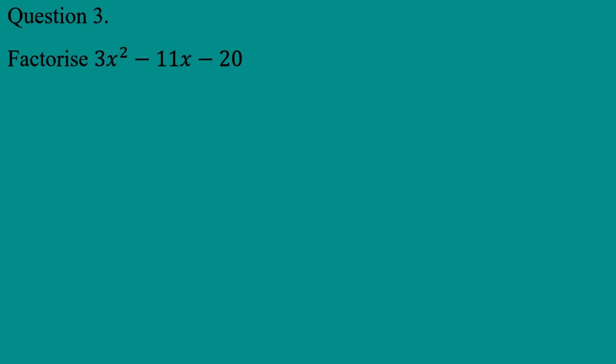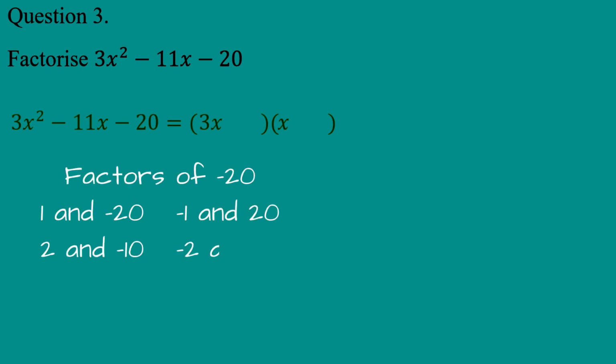Question 3 is a factorise question, where a is greater than 1. 3x squared minus 11x minus 20 will factorize to 2 brackets, 3x plus or minus a number, times x plus or minus a number. We need to look for 2 numbers to put in the brackets that multiply together to give minus 20, where 3 times one number plus the other gives minus 11. The factors of minus 20 are 1 and minus 20, minus 1 and 20, 2 and minus 10, minus 2 and 10, 4 and minus 5 and minus 4 and 5.